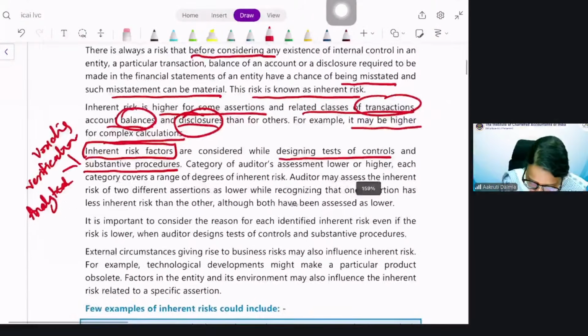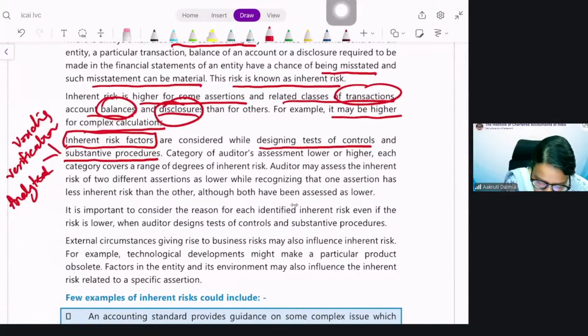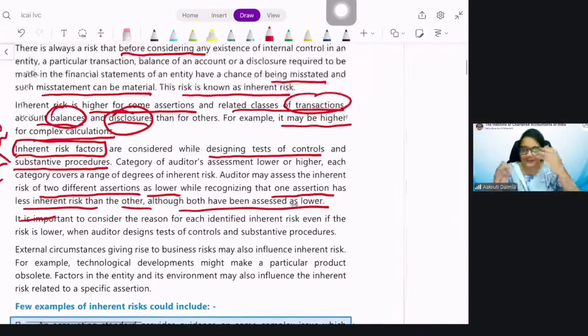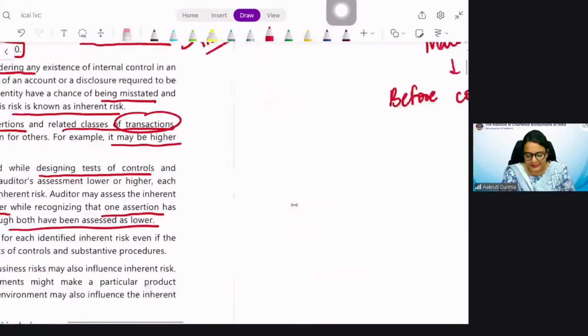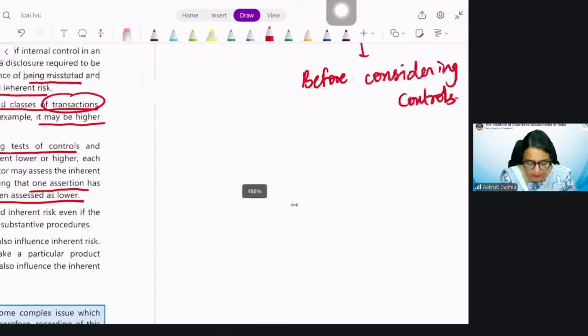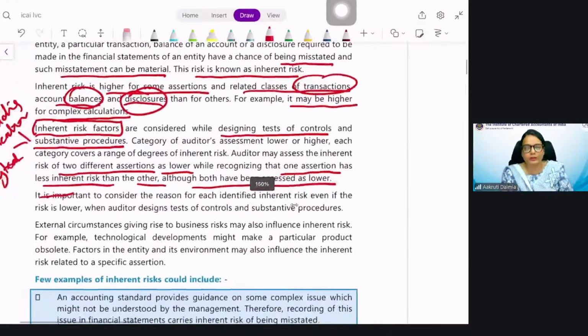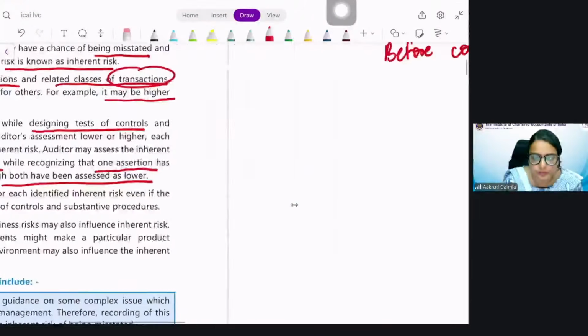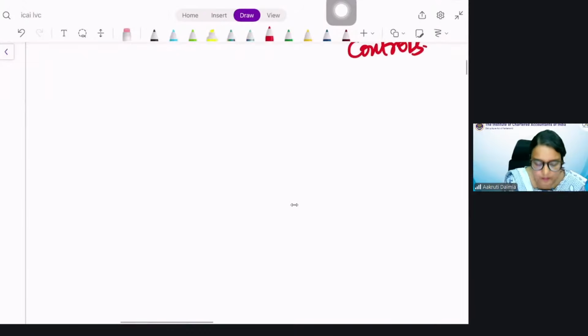Category of auditor's assessment, lower or higher. Each category covers different types of risk. The auditor may assess the inherent risk of 2 different assertions as lower, while recognizing that one assertion has less inherent risk than the other, although both have been assessed as lower. What does this mean? Tell me. It's a very complicated sentence. What does this mean? Anyone want to give it a try?